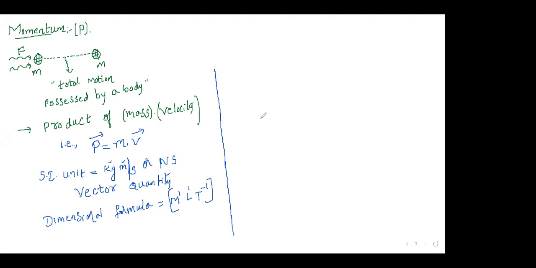Now, very, very important, students, for 5 mark. State Newton's second law of motion. Hence derive F equals m into a.